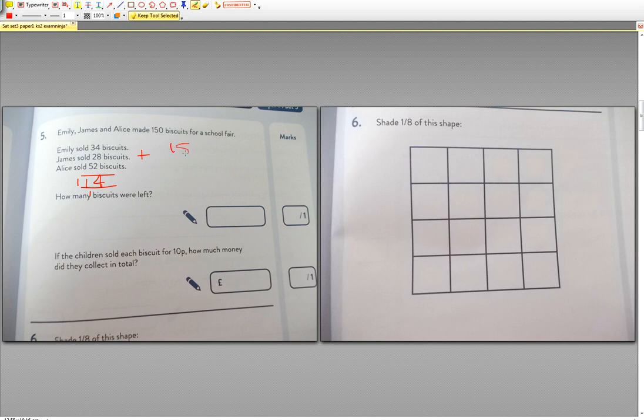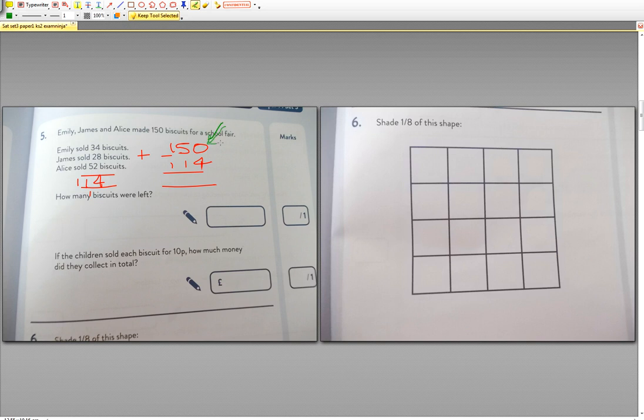How many did we start with? 150. And then how many do we have to take away? So we've got to work out how many was left over. So 150 minus 140. Now, I don't want to shout out the answer. Let's go through an idea how we would work that question out, because this is important.